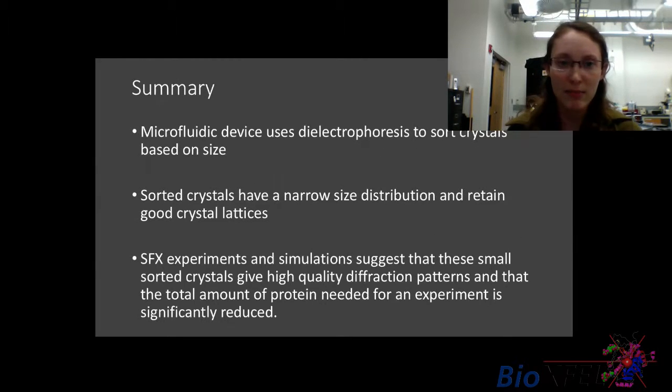To summarize the paper, these guys have built this cool microfluidic device that uses electric field gradients to sort crystals based on size. The sorted crystals do have a narrow size distribution and also good crystal lattices, so they're not torn apart during the sorting. Additionally, their experiments and simulations suggest that the small sorted crystals give high quality diffraction patterns from less protein. So that all sounds like a really good thing. So I guess that's my presentation. Thank you all for listening. And if you have questions, I can try to answer.